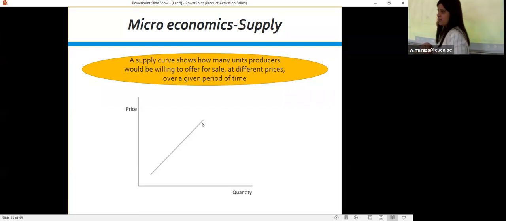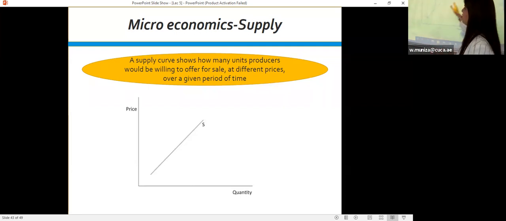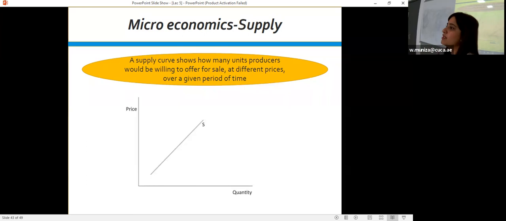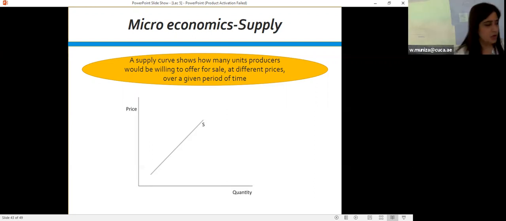Getting my point? So contrary to the graph of the demand, which was like this, the supply curve is like this, going upward. With the increase in price, the supply is also increasing. So they say, again, let's read: a supply curve shows how many units producers would be willing to offer for sale at different prices. Obviously, when the price is increasing, the suppliers want more quantity to be supplied in the market, because the prices are higher, so their revenue will be higher automatically, over a given period of time.